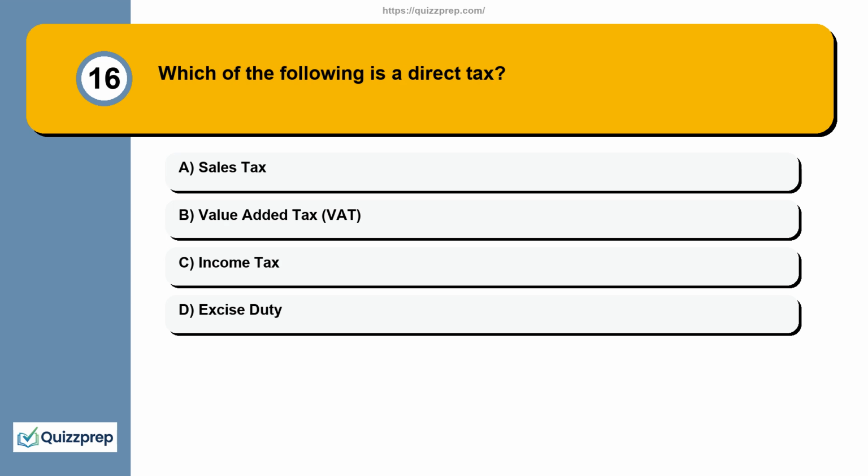Question 16. Which of the following is a direct tax? Here are your options. Option A. Sales tax. Option B. Value-added tax, VAT. Option C. Income tax. Option D. Excise duty.